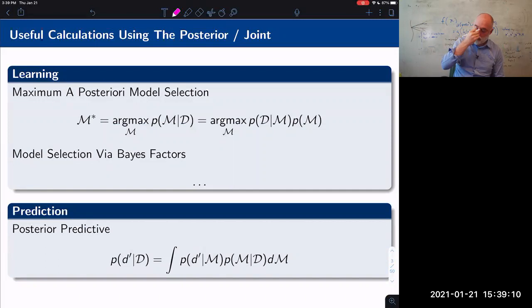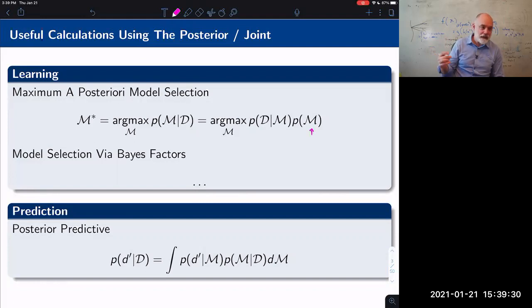But anyway, what do we do with the posterior or joint or whatever? Well, we can do model selection. We can take an argmax over the models given the data, which because of Bayes' rule, we can turn around. And this is actually how we do model selection in the Bayesian context.